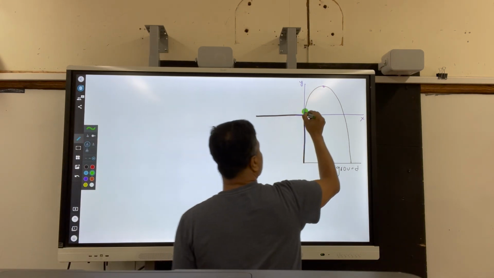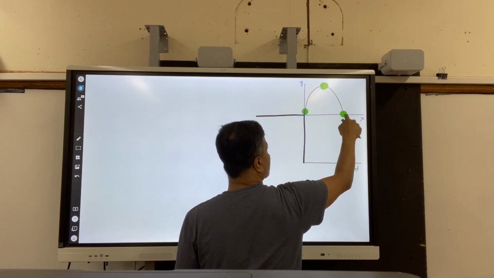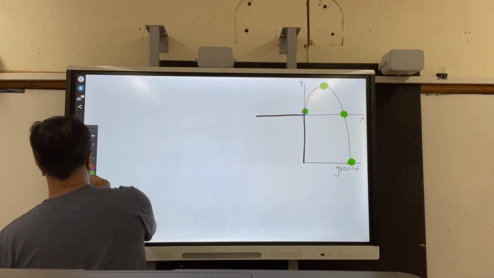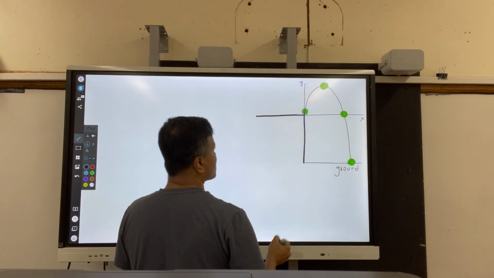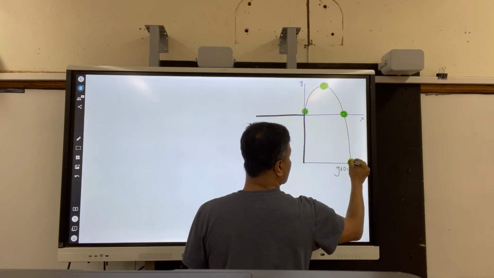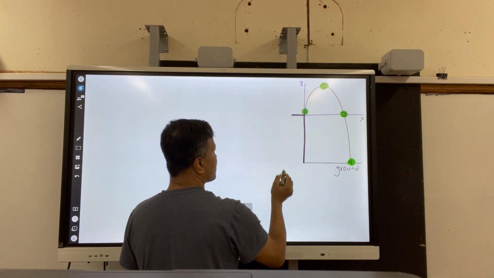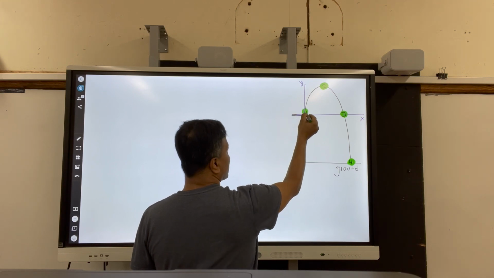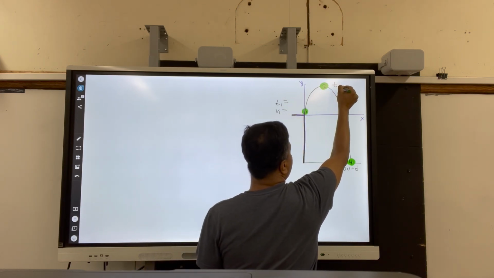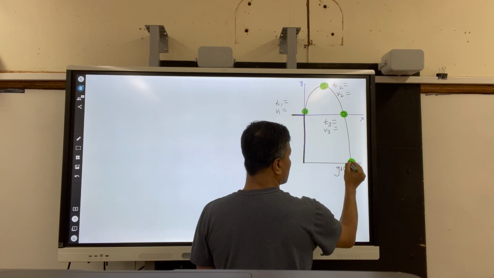Now the parabola has, of course, a vertex, and the ball at some moment is going to be at the vertex. The same ball at some moment is going to be at the end of the parabola, and at some moment of time it is going to be on the ground. So since we have some locations, we're going to call this location 1, location 2, location 3, and location 4. Each and every location, we're going to find the time. So for location 1, we're going to find T1 and V1. We're going to find T2 and V2. We're going to find T3 and V3. We're going to find T4 right here, T4 and V4.